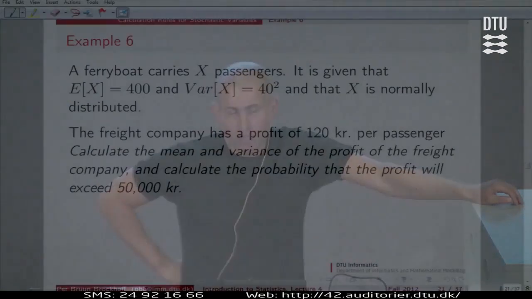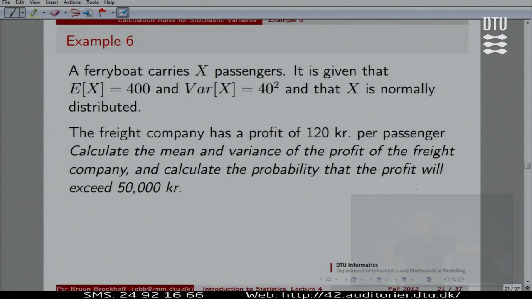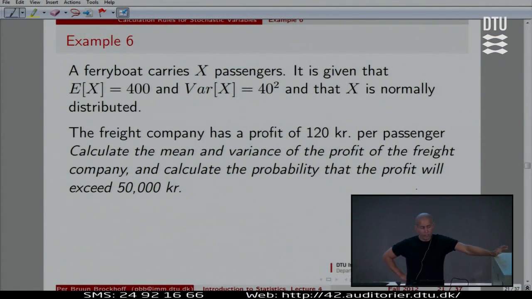Now we are looking at the number of passengers X. And this number is now the random thing. So already here you can see it's not the same story as before. It's not just a repetition of before. It's a new situation.